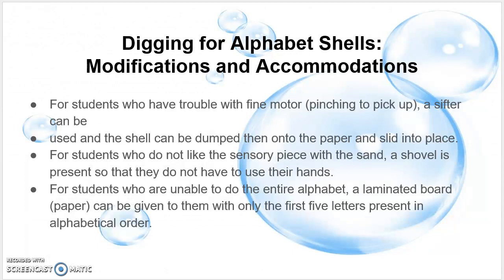Lastly, academically, for students who are unable to do the entire alphabet, a laminated board can be given to them with only the first 5 letters presented. As students start to master each letter, more letters can be added until the alphabet is complete.